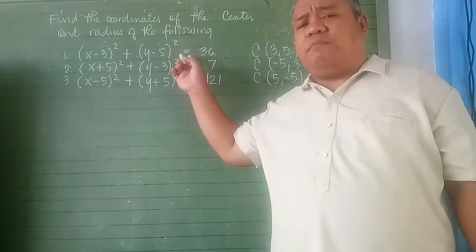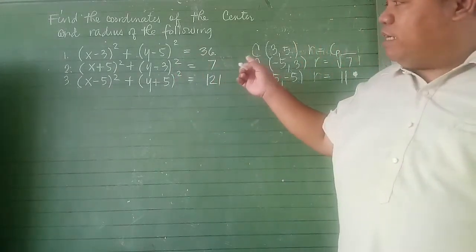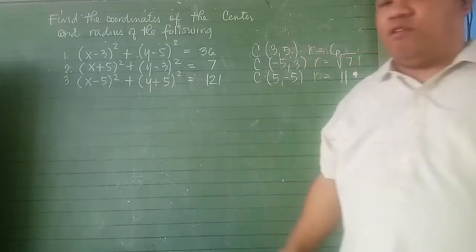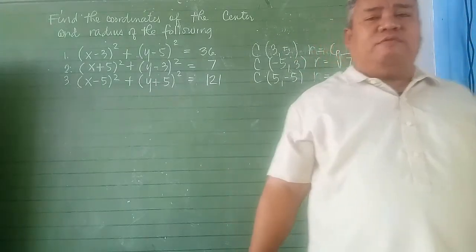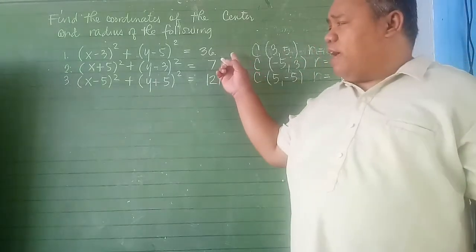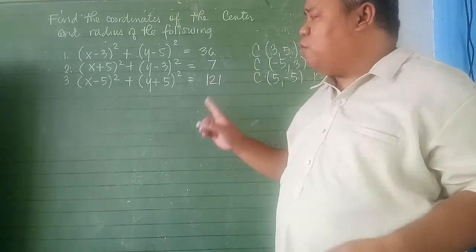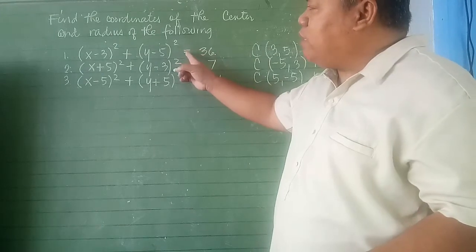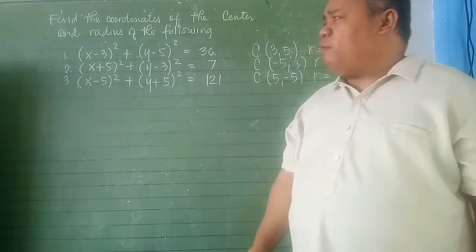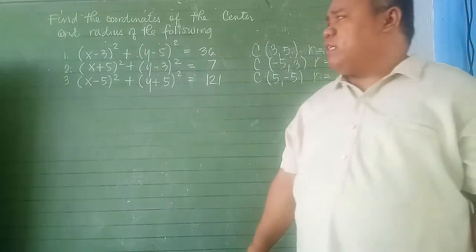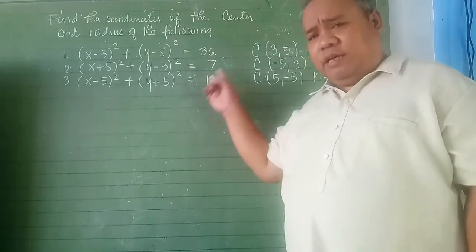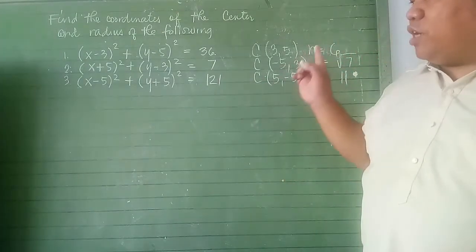Now, what if this vertex form of the equation, or what we call the standard form of the equation, is transformed into general form? Remember, this form of the equation of a circle is what we call the vertex form or the standard form. Can we make this vertex form or standard form into a general form? Let's say number 1. We're going to transform this equation, number 1, the quantity x minus 3 squared plus the quantity y minus 5 squared equals 36, to the general form.